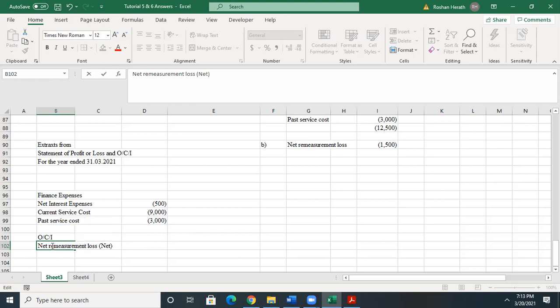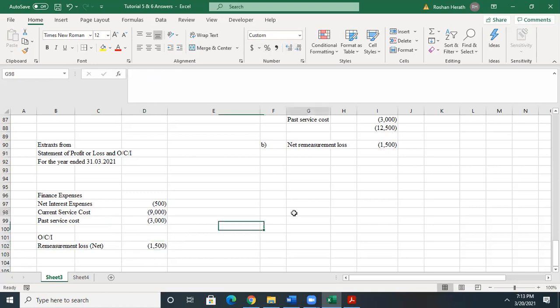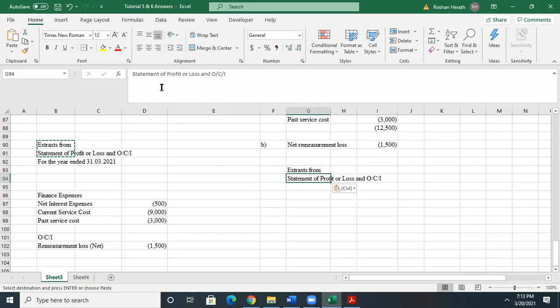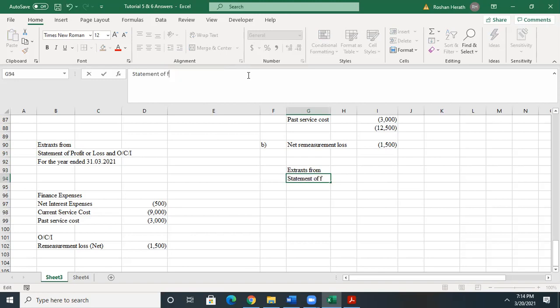Remeasurement loss, 1500. So this is also going to constitute a reserve in the statement of financial position. Right, now we come to the statement of financial position. You can take the statement of financial position as at 31st March 2020.